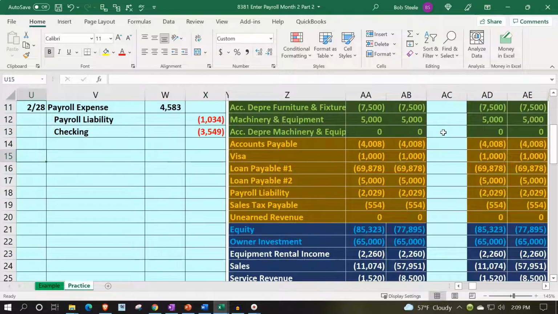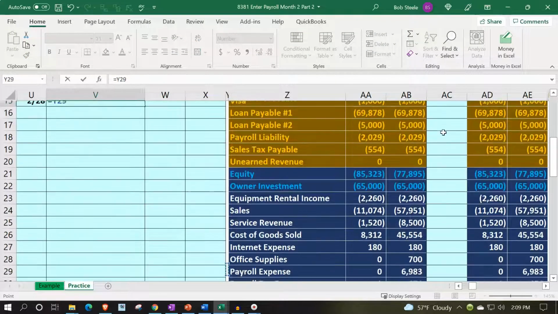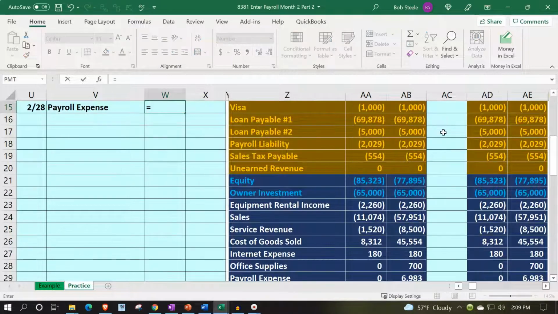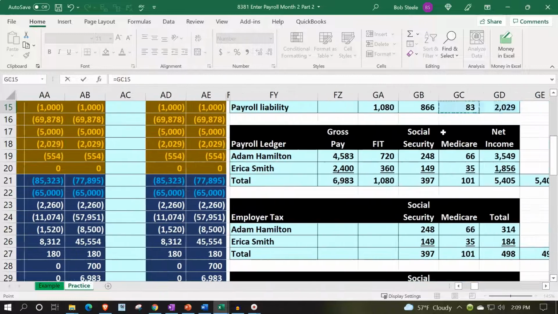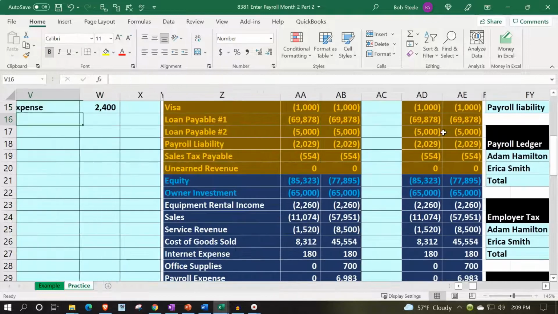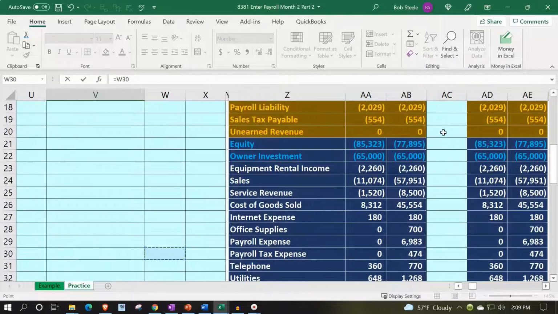Okay, let's do the same thing for Erica before we post it. Same thing for Erica. We're going to say payroll expense. Payroll expense would be here. Erica's gross pay is equal to the gross pay. See if I can do it a little bit better this time. I kind of bobbled that last one up. 2,400. I almost want to do it again, but no. I'm sticking with it.